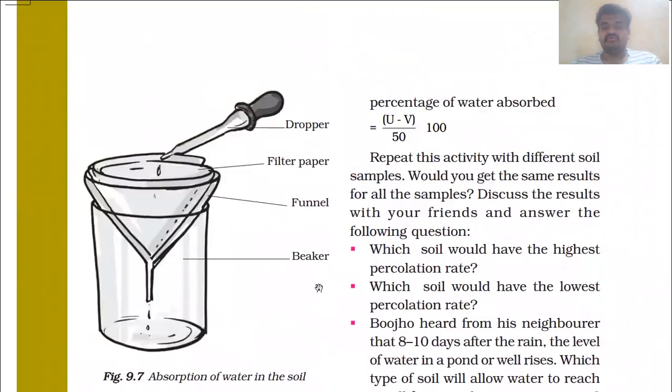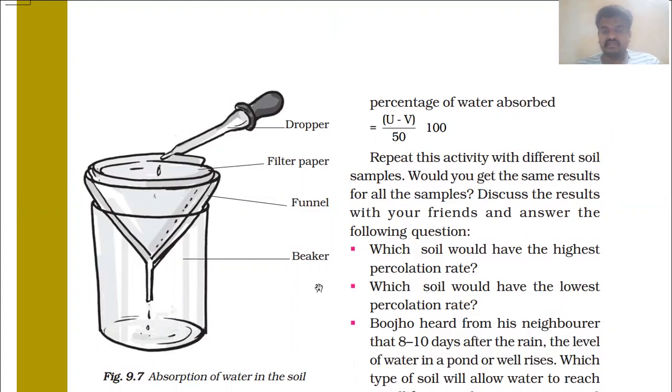Percentage of water absorbed is U minus V, that is initial minus final, upon the weight of the soil we initially took, into 100. Repeat this activity with different soil samples. Would you get the same result for all the samples? Discuss the result with your friends and answer the following questions. If you take different samples, then the results will also differ.